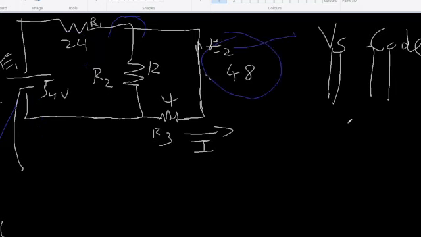But for parallel, they have two points in common, like this 12 and this 4 ohm resistor. One point, they meet here; follow them, and they meet here again at the second point. Okay, that's parallel. So 12 and 4 are in parallel, and 24 and 12 are in series.